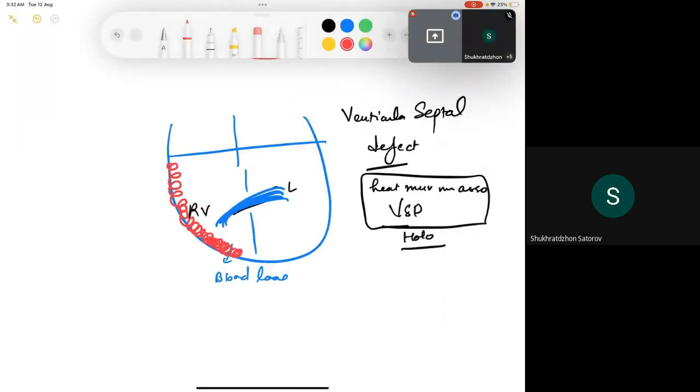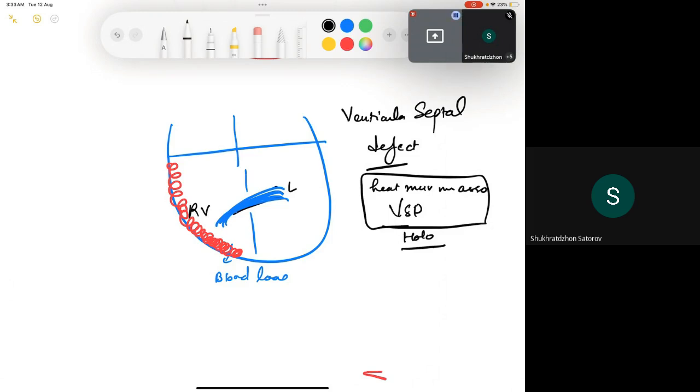As a result of that, we can get a reversal of shunt. Whenever we have a left to right shunt, we won't have any hypoxia, because we are mixing oxygenated blood into the deoxygenated blood, which won't cause any cyanosis or hypoxia. But whenever the right ventricle becomes hypertrophied, the shunt is going to reverse.